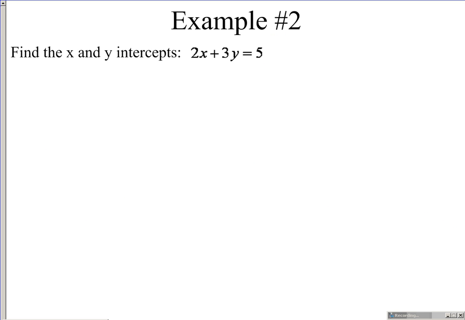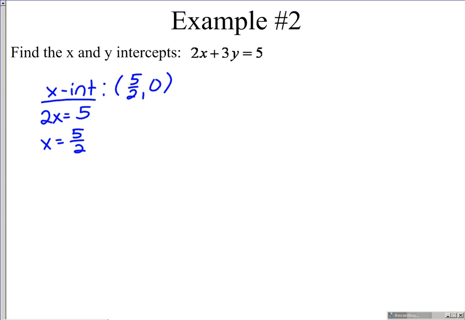Okay, reviewing what we've already talked about in the earlier appendix sections. X and Y intercepts we can find at any time. Let's do the x-intercept first. X-intercept, we plug in 0 for y. That's going to leave us with 2x equals 5, x equals 5/2. So our x-intercept is the ordered pair 5/2, 0.